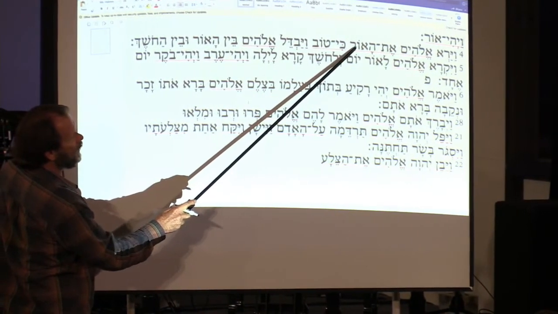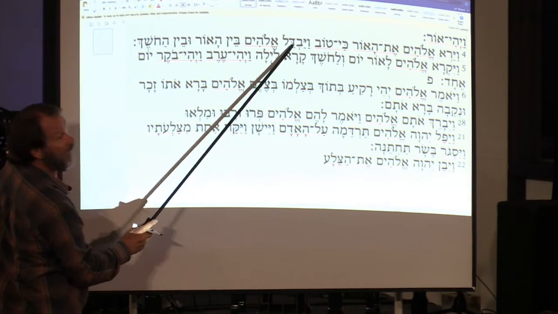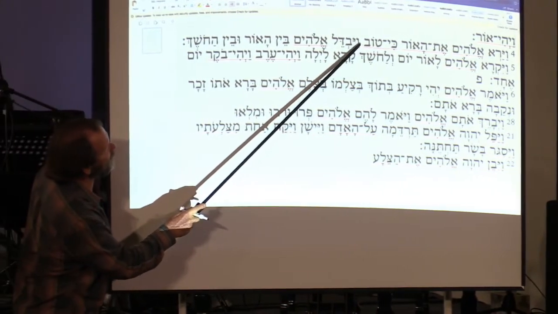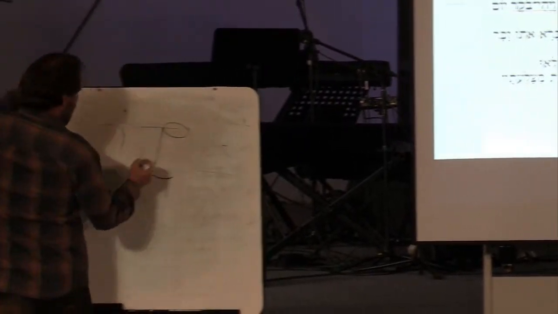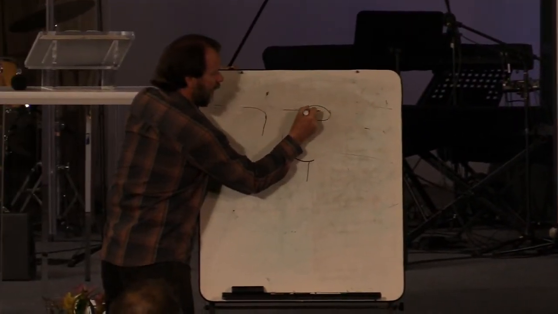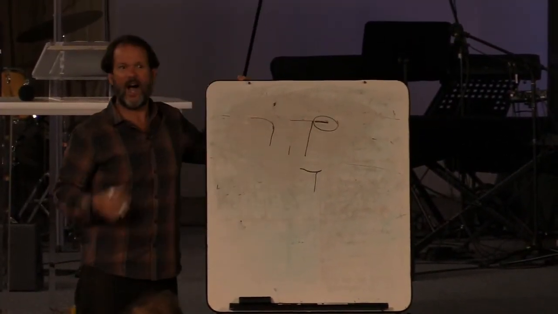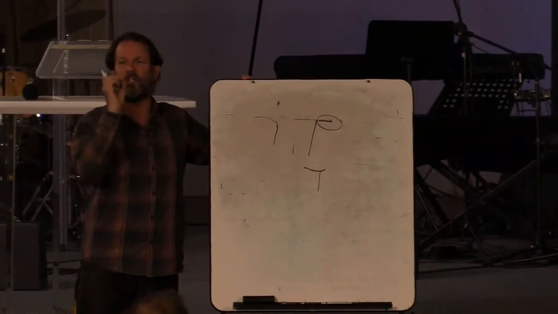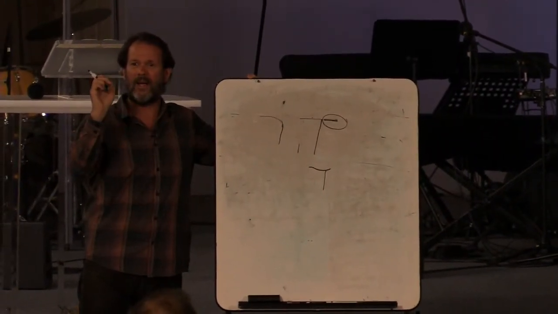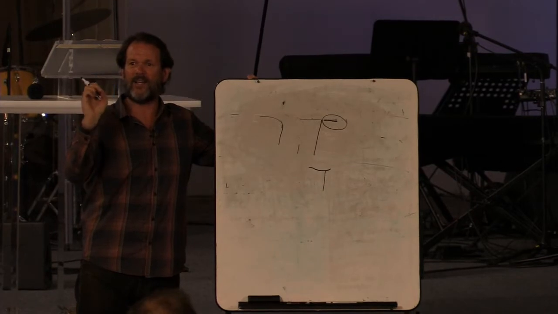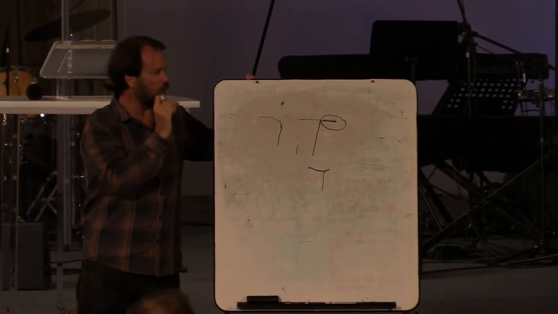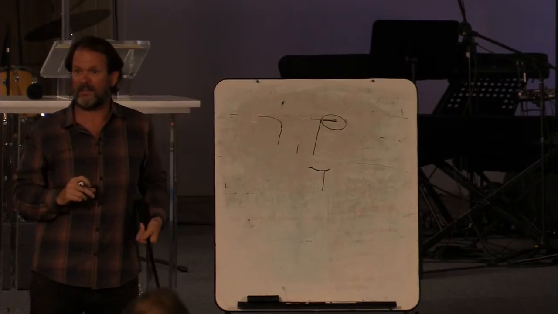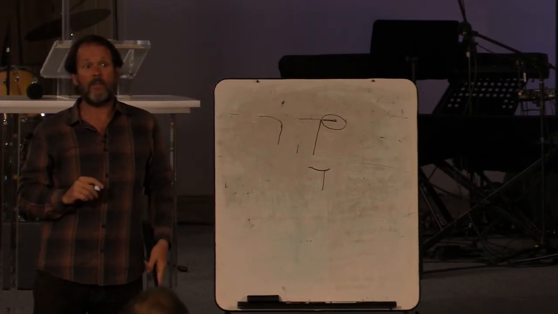See the resh right there? See the dalet? See how subtle the dalet is right there? Okay? That piece right there is so subtle. I'm exaggerating it so that you get it in your mind how to recognize the difference between the dalet and the resh. Does that make sense?